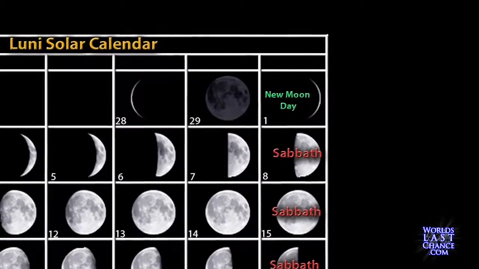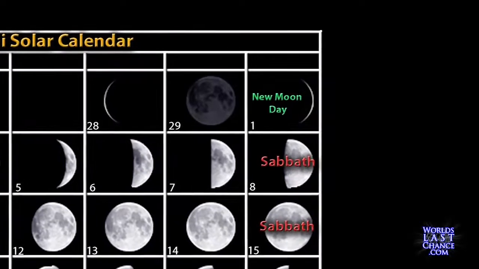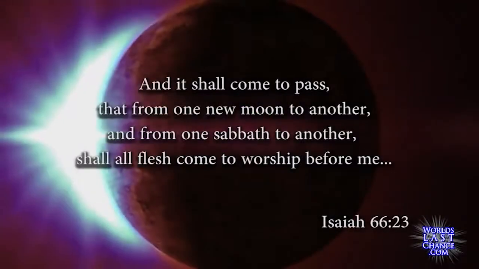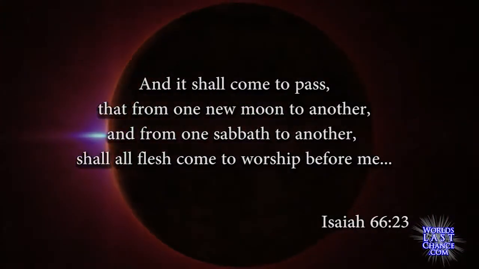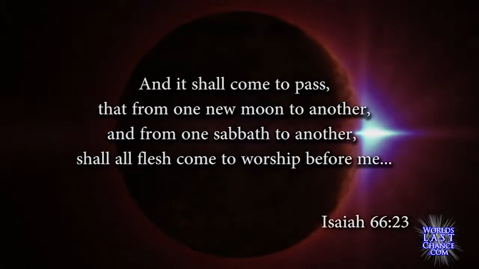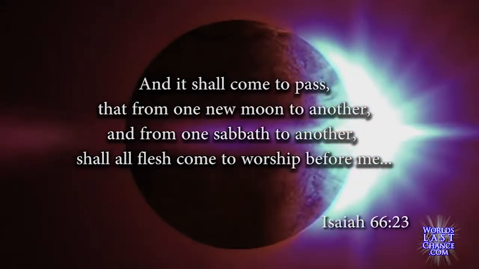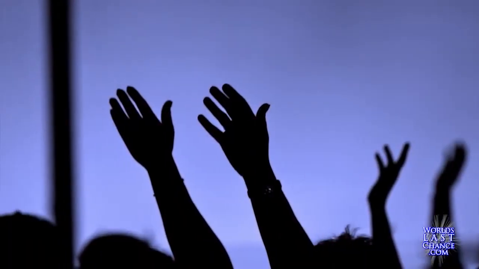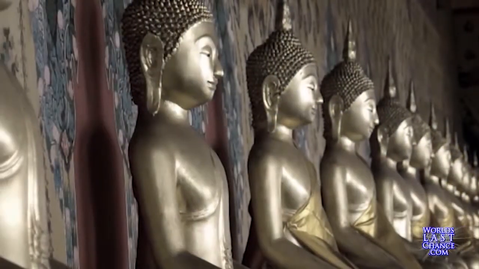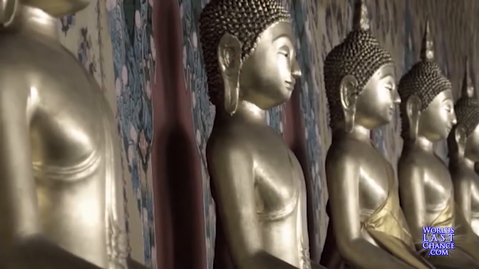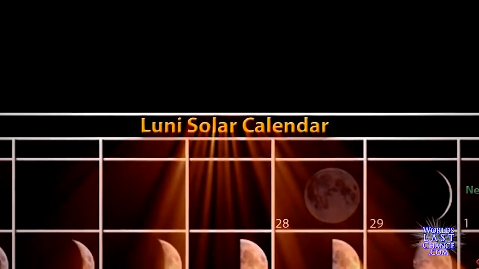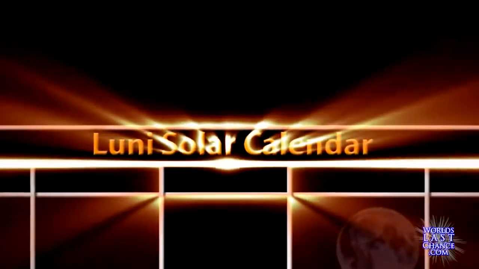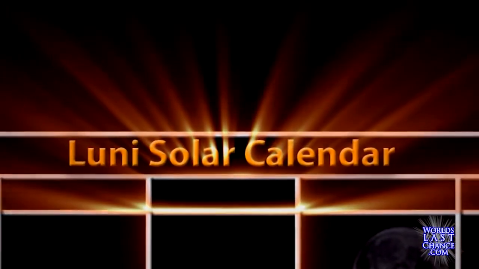Scripture reveals that the calendar used for worship throughout all eternity will be based upon the new moon. "And it shall come to pass that from one new moon to another, and from one Sabbath to another, shall all flesh come to worship before me." Whom do you worship? To whom do you give your allegiance? The calendar you use to measure time for worship reveals the deity you worship.